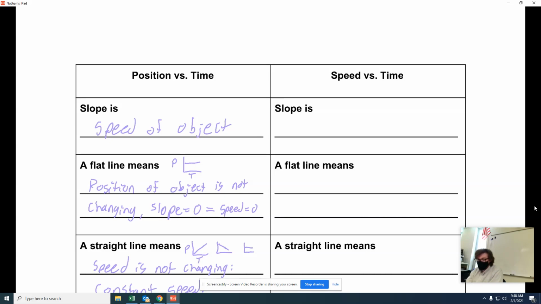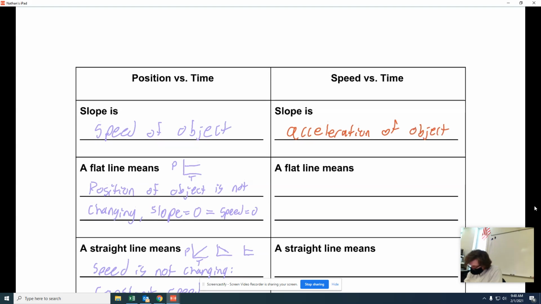The last thing we're going to jot down today has to do with our speed versus time graph. So on a speed versus time graph, the slope of the line is the acceleration of the object. If we have a perfectly flat line on a speed or velocity versus time graph, that means that our speed is not changing. So again, the slope is 0, which means that our acceleration is 0.